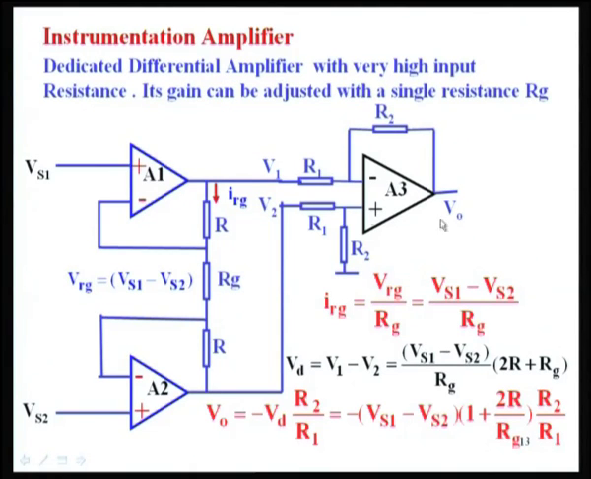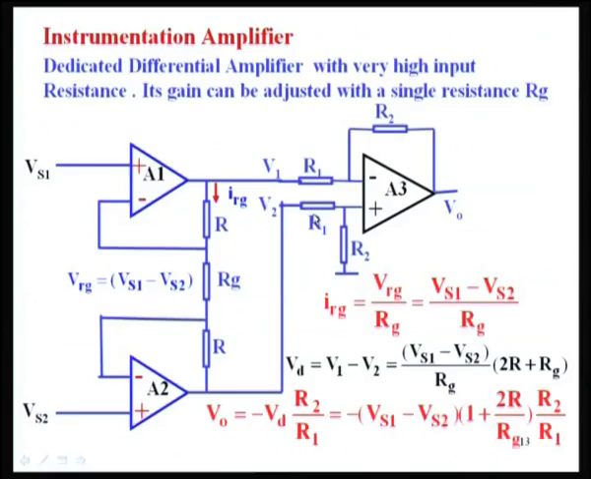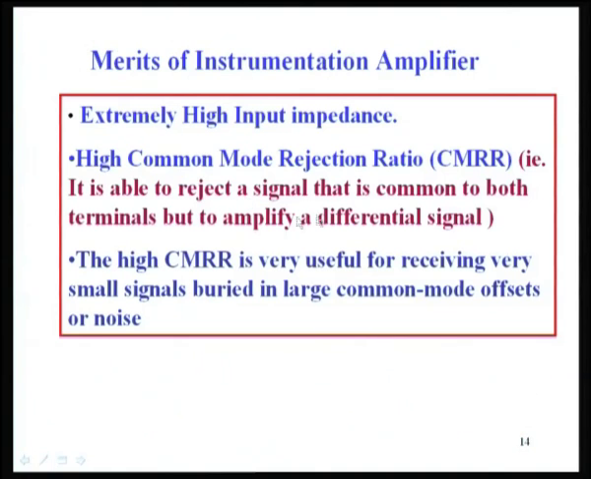So, the difference between the instrumentation amplifier and the ordinary difference amplifier is the additional stage here. Extremely high input impedance, high common mode rejection ratio, that is, it is able to reject the signal that is common to both terminals, but to amplify the differential signal. Okay. So, it amplifies the difference in voltage with very high gain, and the common mode gain is very small, it rejects that. The high common mode rejection ratio is very useful for receiving very small signals buried in large common mode effects, offsets or noise.